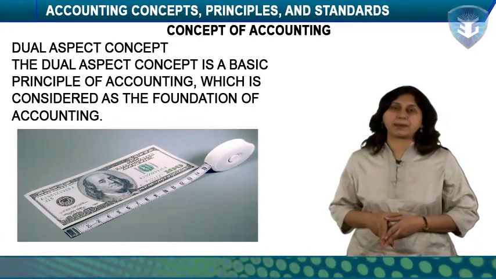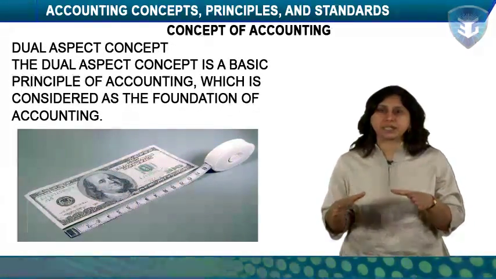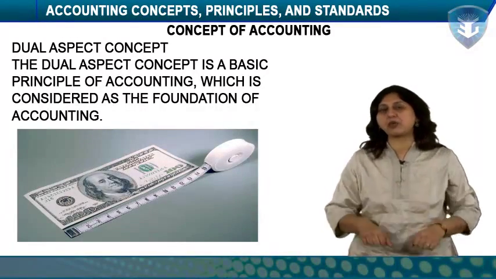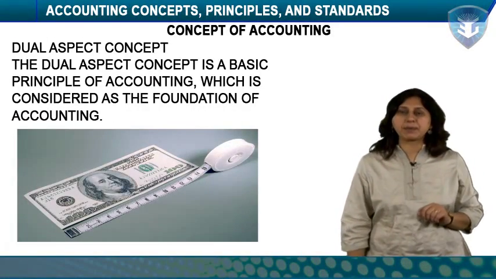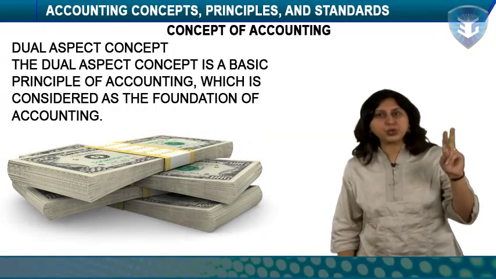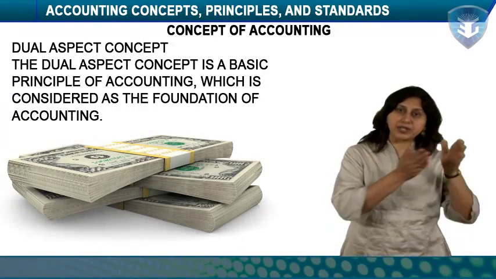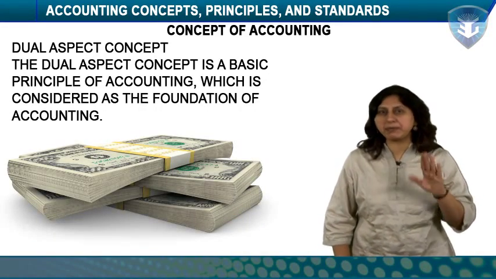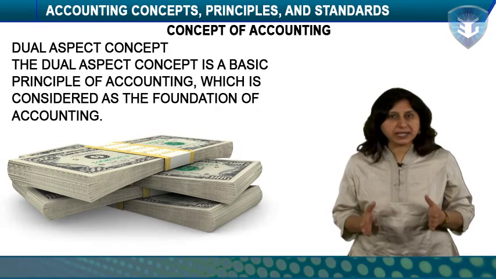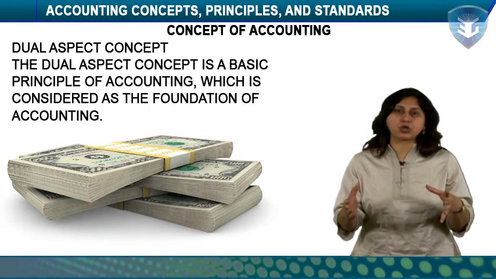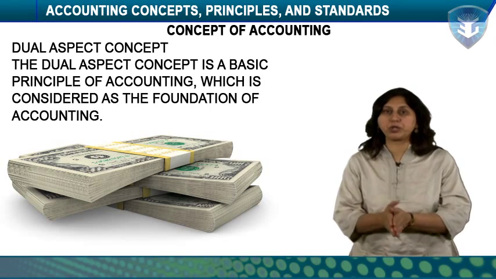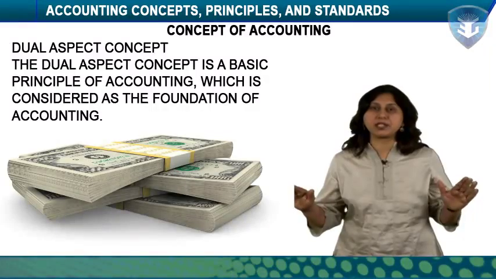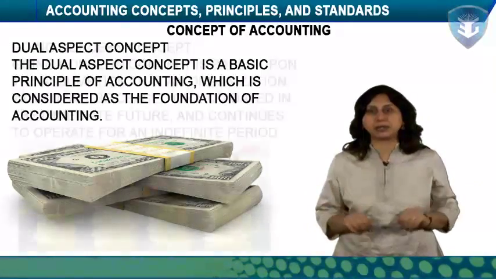Dual aspect concept. The dual aspect concept is a basic principle of accounting which is considered as the foundation of accounting. According to this concept, every transaction has a twofold effect, namely receiving and giving. These are the two aspects of every business transaction. Apart from this, the dual aspect concept is called the double entry system of bookkeeping, which implies that the total assets and total liabilities of an organization should be equal.